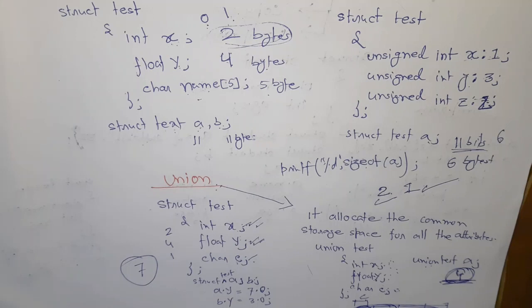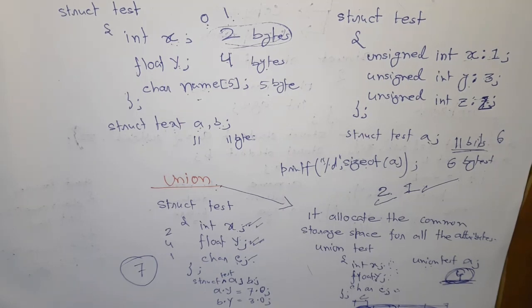So the union is also a user defined data type, as is the structure, but in the structure, all the attributes occupy separate memory spaces. So as many attributes as we declare, that many spaces it basically occupies, whereas the union basically occupies a common storage space. Now perhaps it is clear.